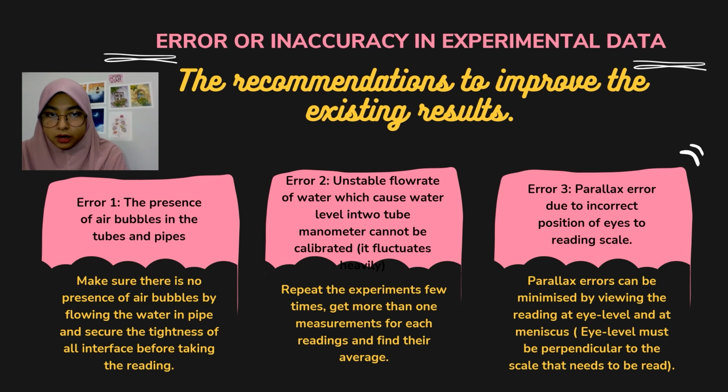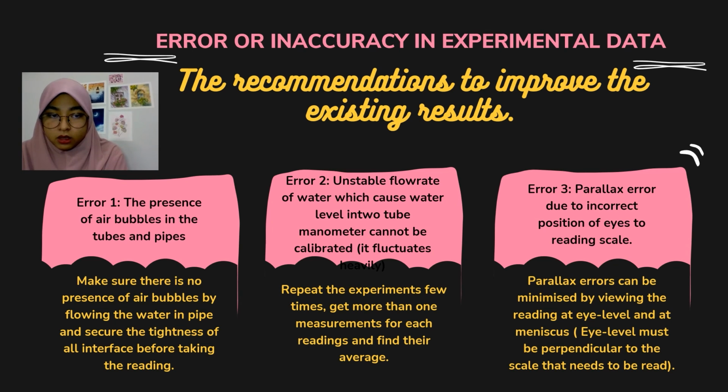So for the second part of the discussion, we'll be discussing the errors or accuracy in the experimental data, also the recommendations to improve the existing results. The first error we found is the presence of air bubbles in the tube and pipe. For the second error, the unstable flow rate of water, which causes the water level in the tube manometer to fluctuate heavily and cannot be calibrated.